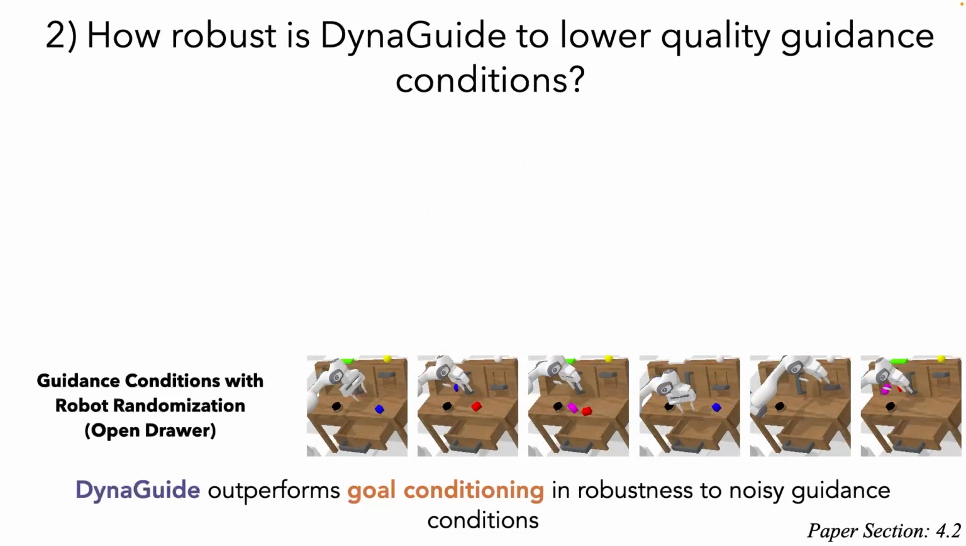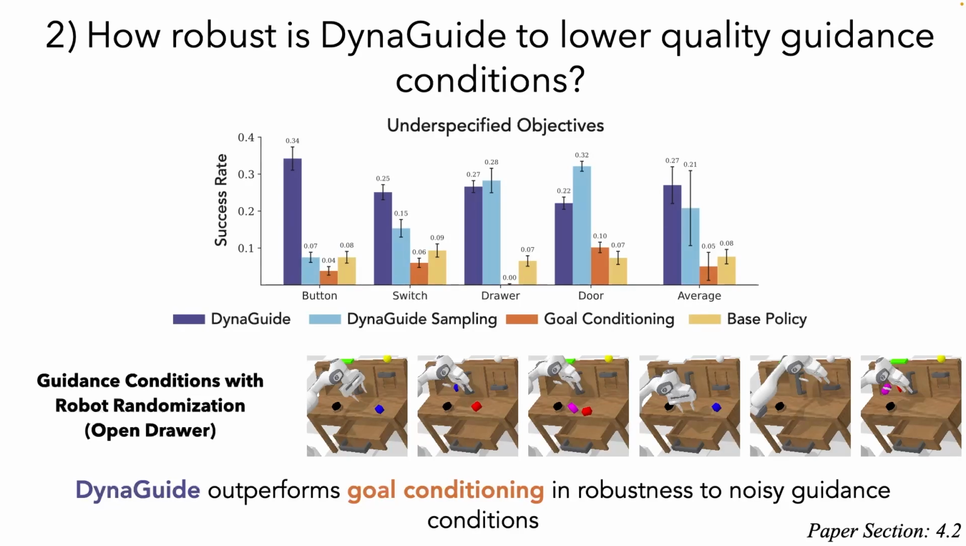Inspired by those findings, we look at what happens when the guidance condition decreases further in quality. Previously, the robot's end position helped specify the desired behavior. In this experiment, we use guidance conditions where the robot and all non-target objects are fully randomized. Although DynaGuide decreases in performance, its ability to leverage all the guidance conditions allows it to extract a meaningful steering signal. In contrast, the goal condition policy is out of distribution and performs poorly.